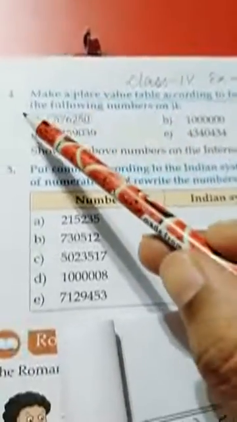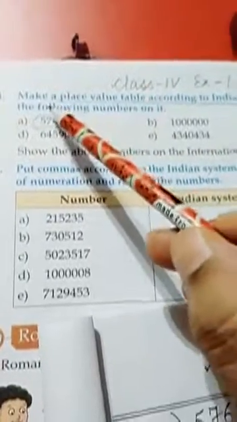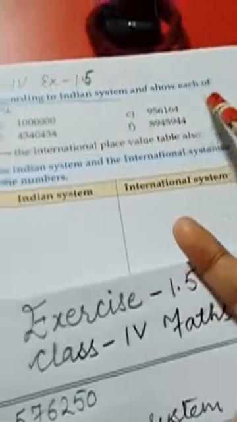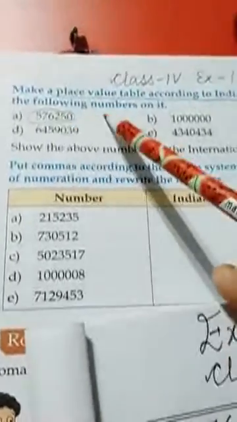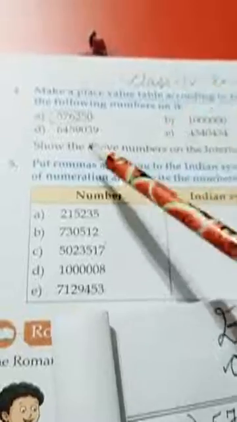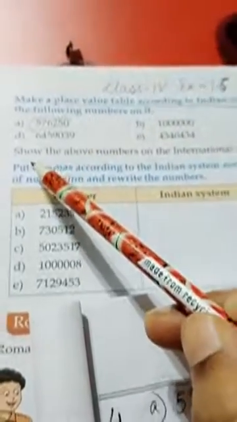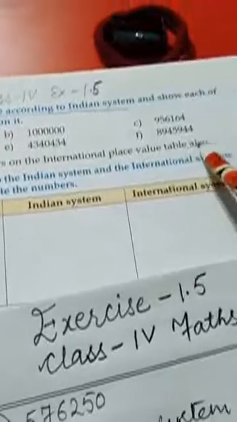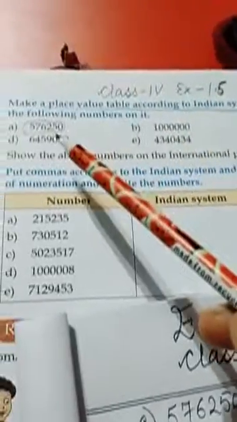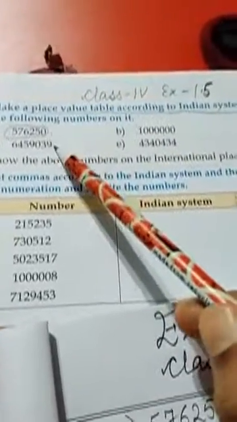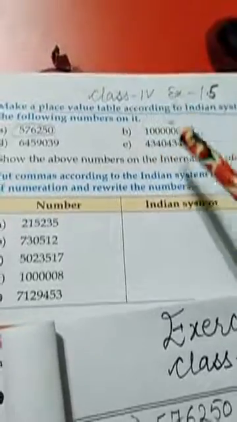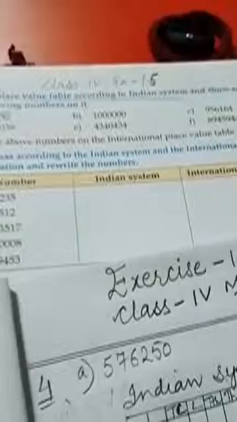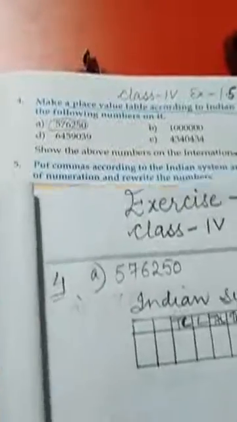What is sum number 4? What's the statement? Make a place value table according to the Indian system and show each of the following numbers on it. It is also given that we show the above numbers on the international place value table also. This means we have to show these numbers in the Indian system table and the international place value table. Firstly, we will do part A.